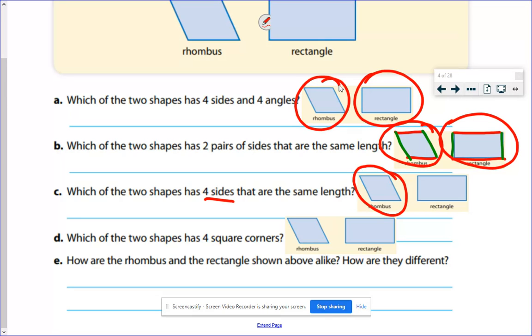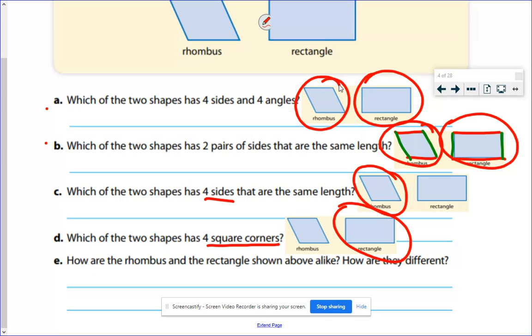Which of the 2 shapes has 4 square corners or 90-degree angles, like the types of lines video showed you if you watched that a few moments ago? It is the rectangle. 4 square corners, right angles, 90 degrees. So based on answering these questions, we can talk about how the rhombus and rectangle are alike and how they are different.